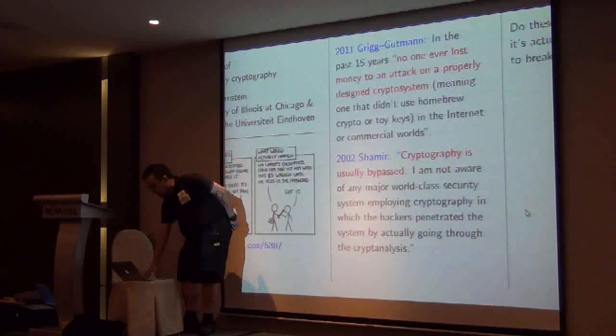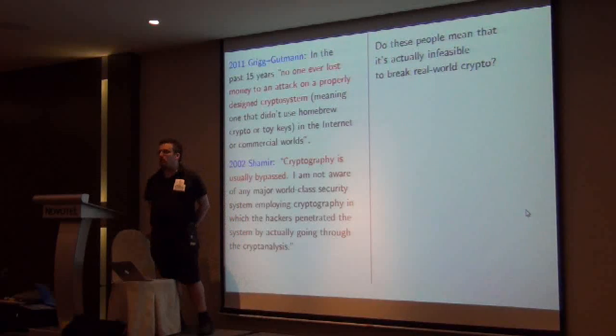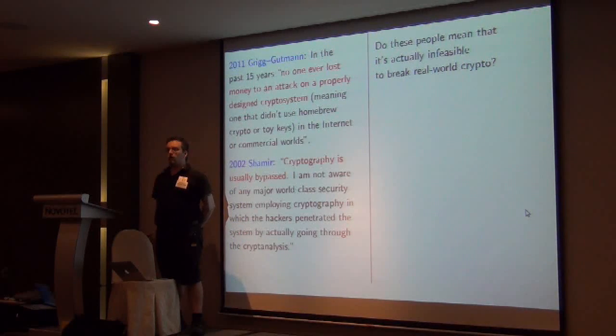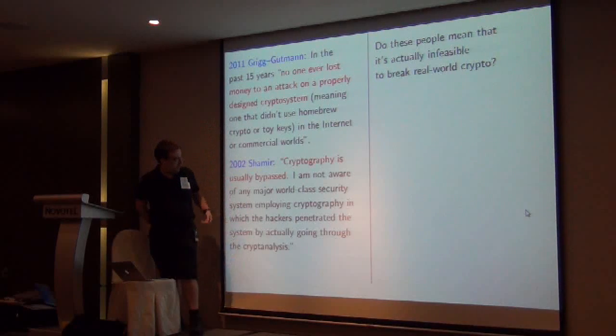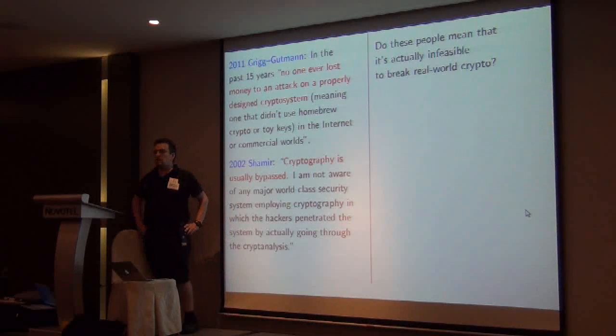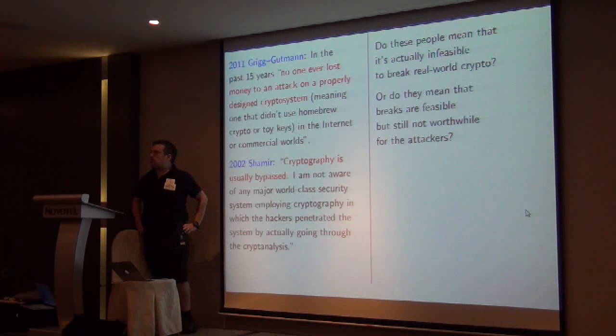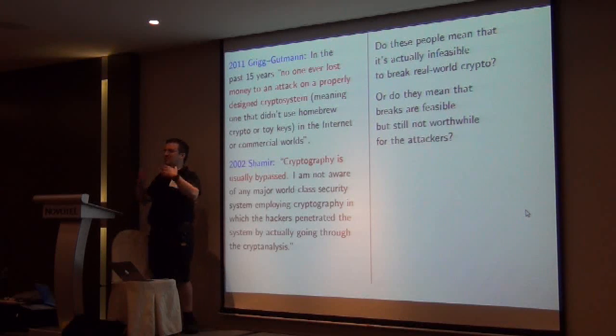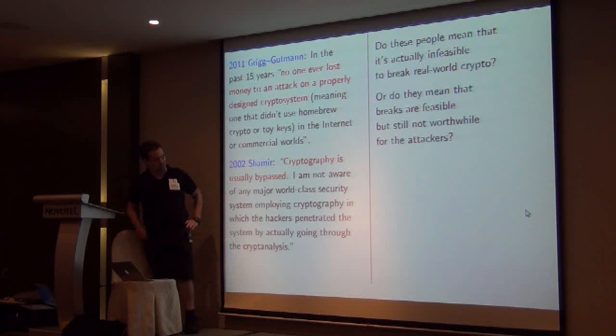Now, I'm not quite sure what these quotes mean. First of all, it's clear from the XKCD that the bad guys are unable to break the crypto. But what about this Greig and Gutmann quote, and what about this Shamir quote? Are they saying that the cryptography is actually infeasible to break? Or are they saying that, well, it's feasible to break the real-world crypto, but the attackers have easier things to do? And certainly all of the quotes I've given have this theme of, yeah, there's easier things than going through the cryptography. Well, Shamir very clearly says this, that when the hackers penetrate the system, they're not actually going through the cryptanalysis. It's amazing that a comic strip is more clear than other people commenting on information security.